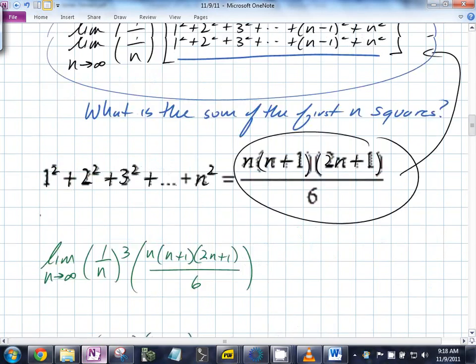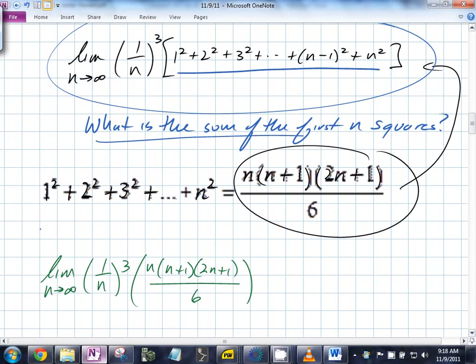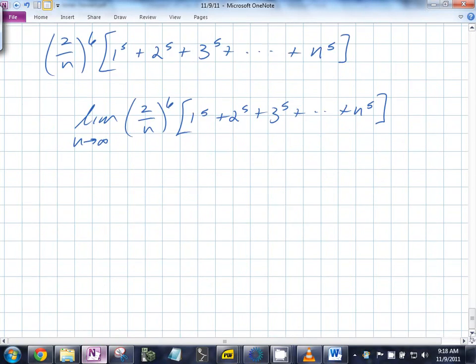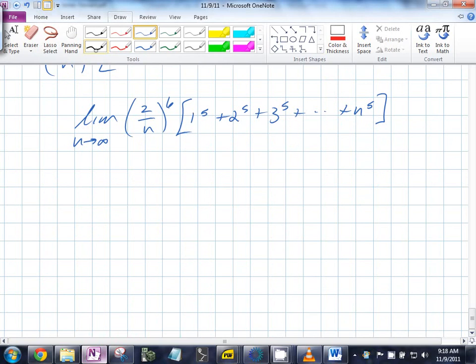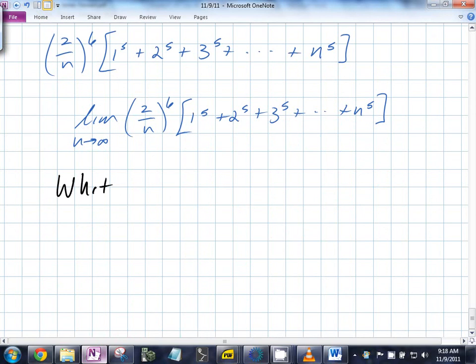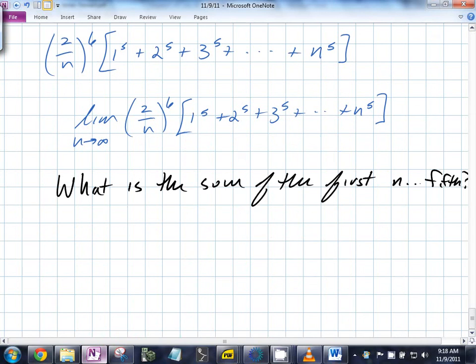What is the sum of the first n fifths? Is there a different way to say it? Well, there's n cubes, the first n quartics. I think it's n quintics. Quintics. I think it's quintics.